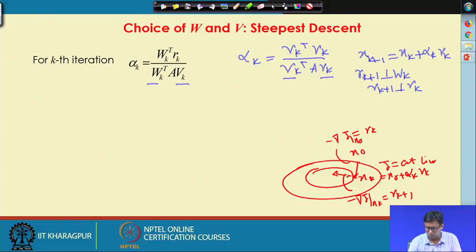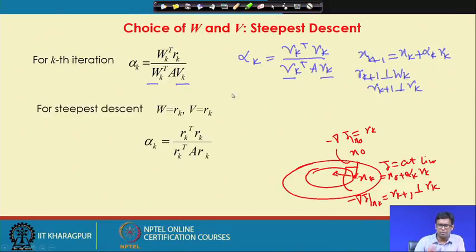So, these two are perpendicular to each other, which is perpendicular to r k. So, by choosing w k is equal to r k and v is equal to r k, we can get the steepest descent algorithm. So, we started with something very abstract, but with the right choices we had choice over w and k and m.